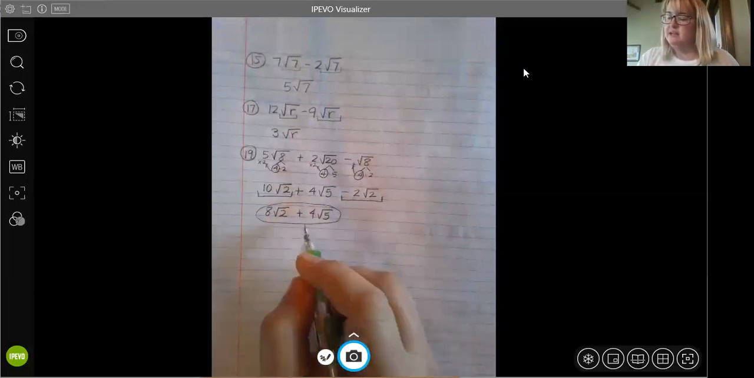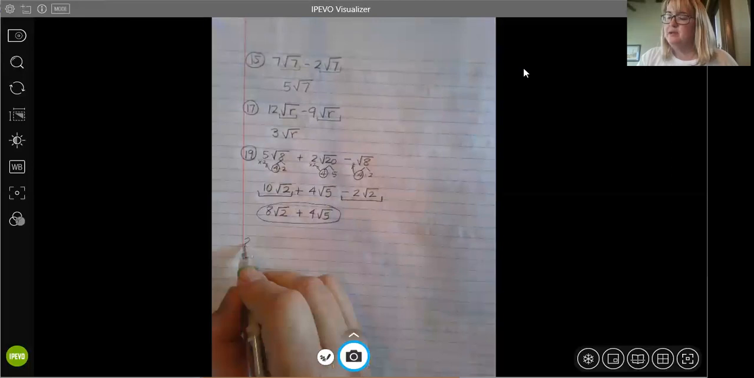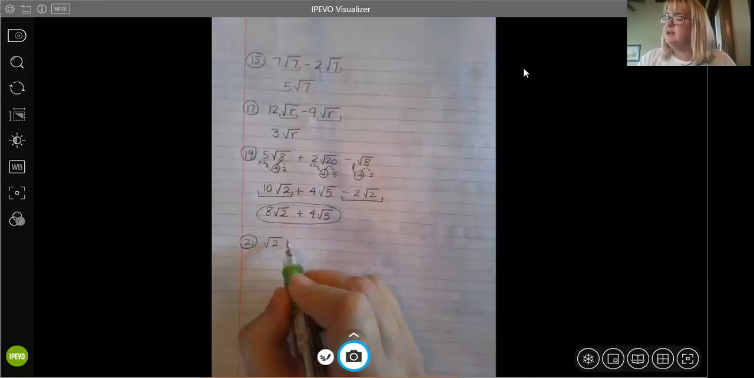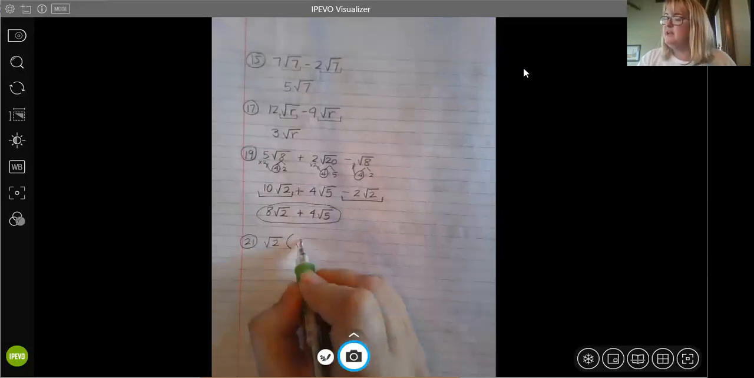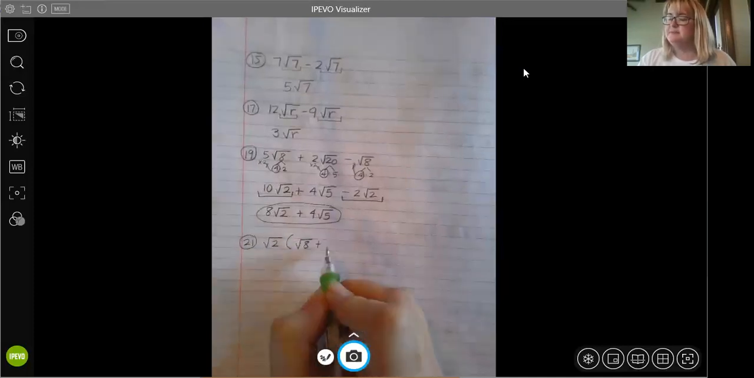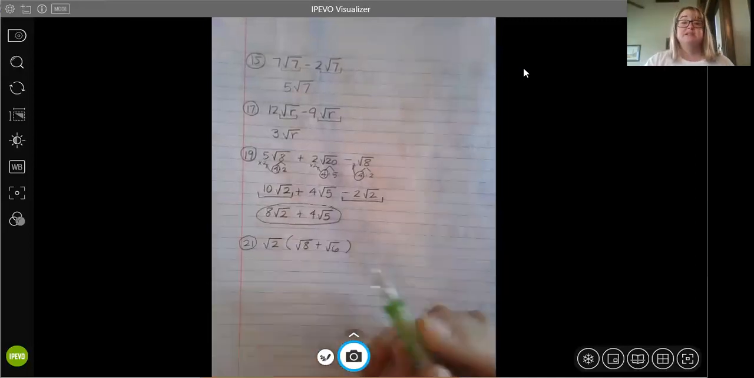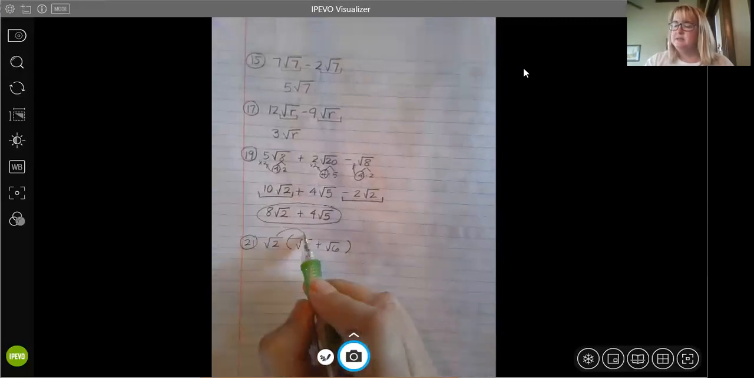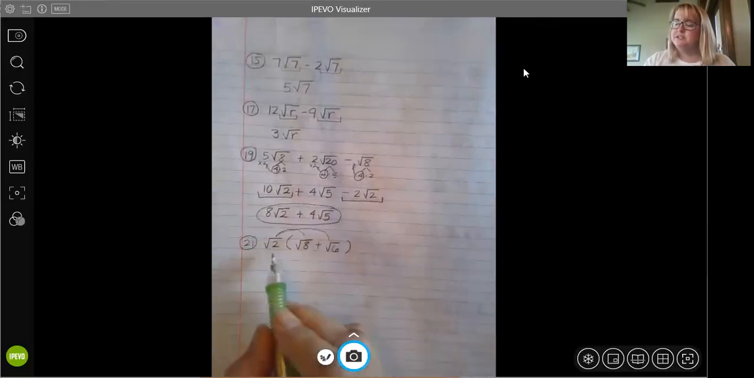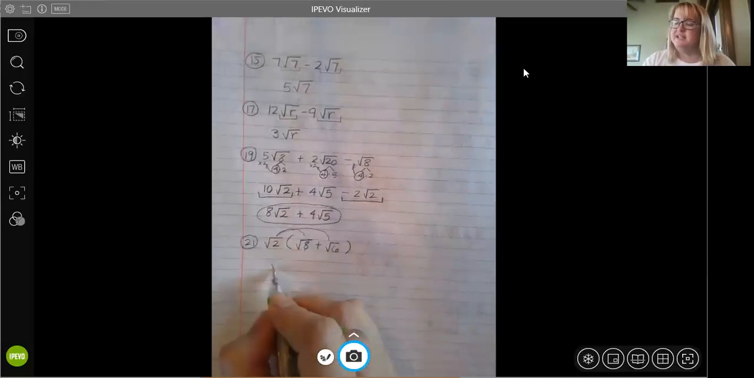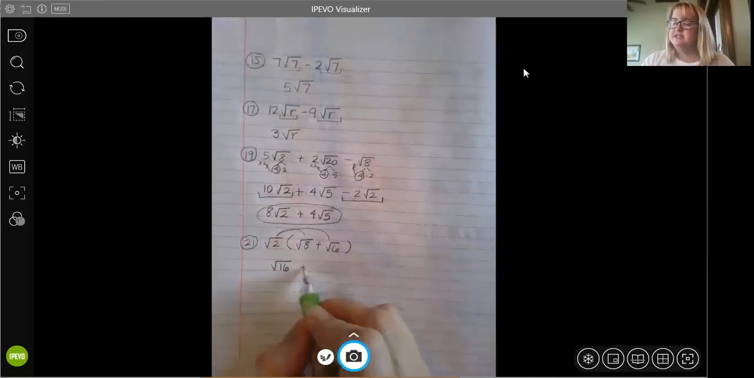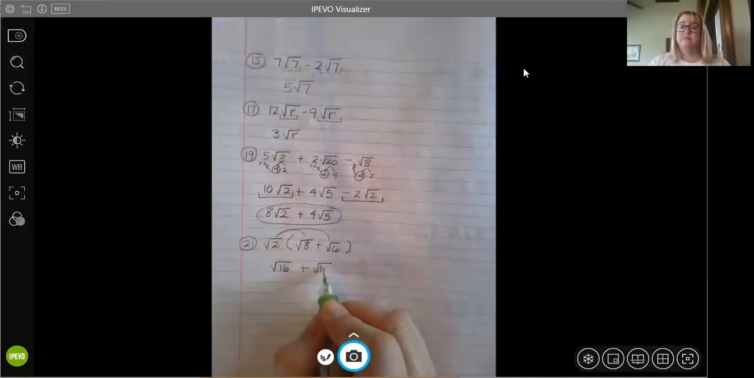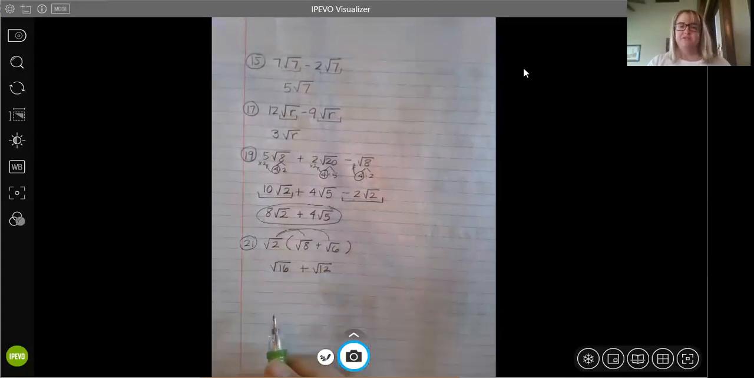All right, last one, number 21. This is a distributing problem. You've got the square root of 2 times, in parentheses, the square root of 8 plus the square root of 6. All right, so what we are going to do is let's distribute this. So the square root of 2 times the square root of 8 would be the square root of 16, plus the square root of 2 times the square root of 6 would be the square root of 12. And let's see if we're in simplest form.